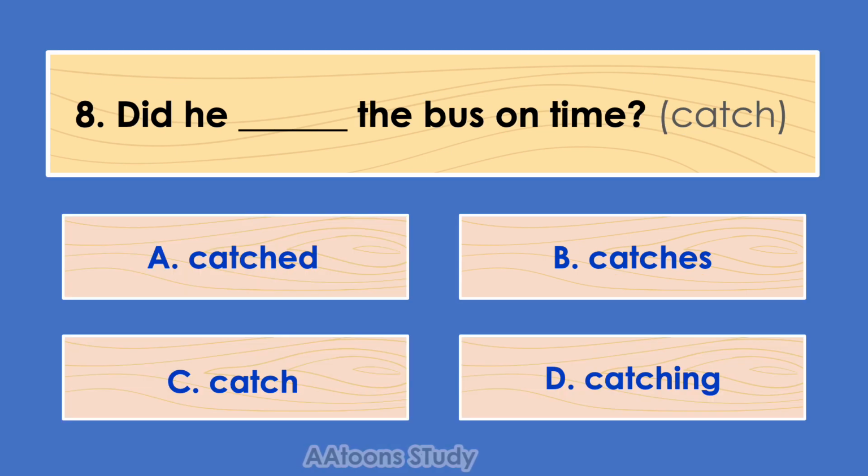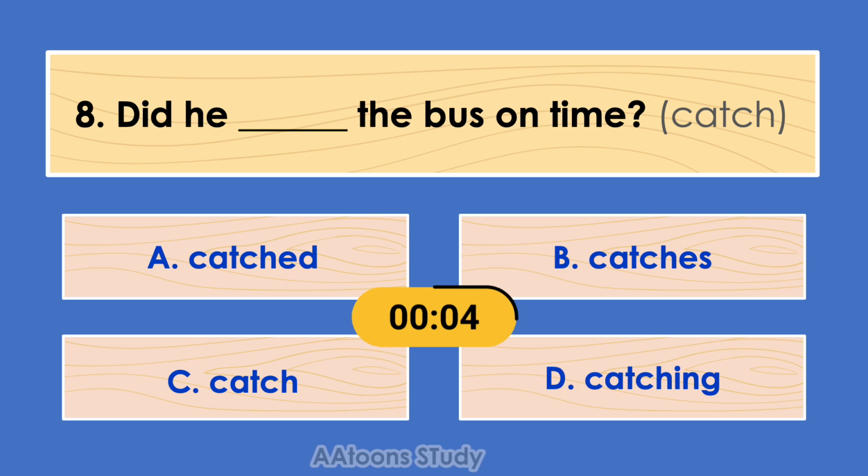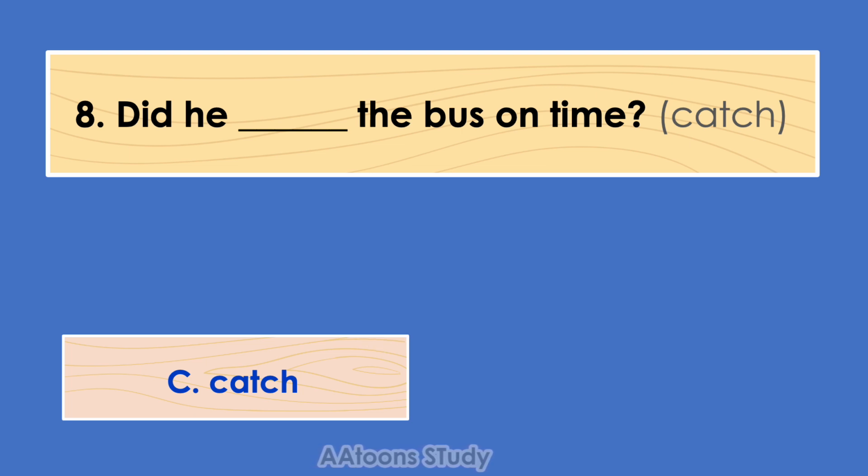Did he ___ the bus on time? Catch. The question starts with did, which means it is in the simple past tense. When we use did, the main verb must stay in the original form. So, we say, did he catch the bus on time?